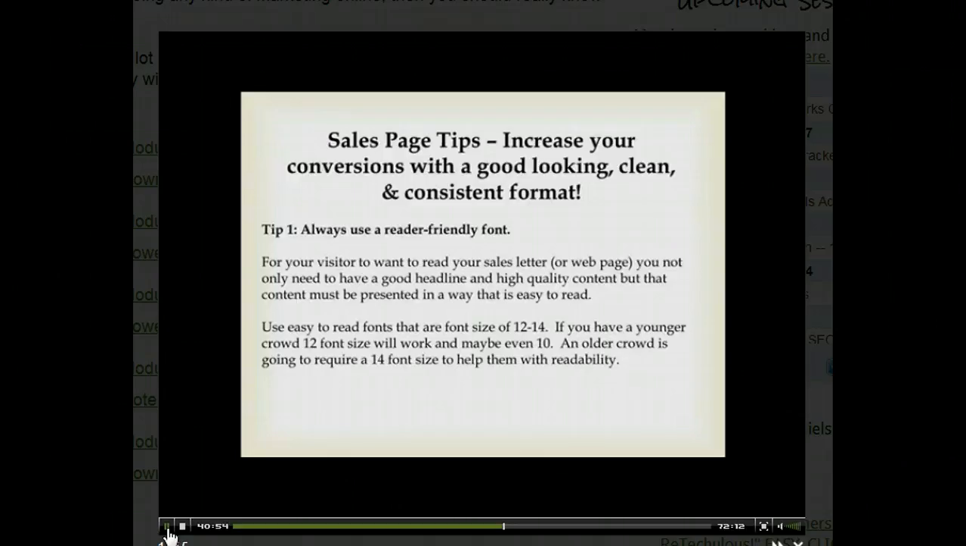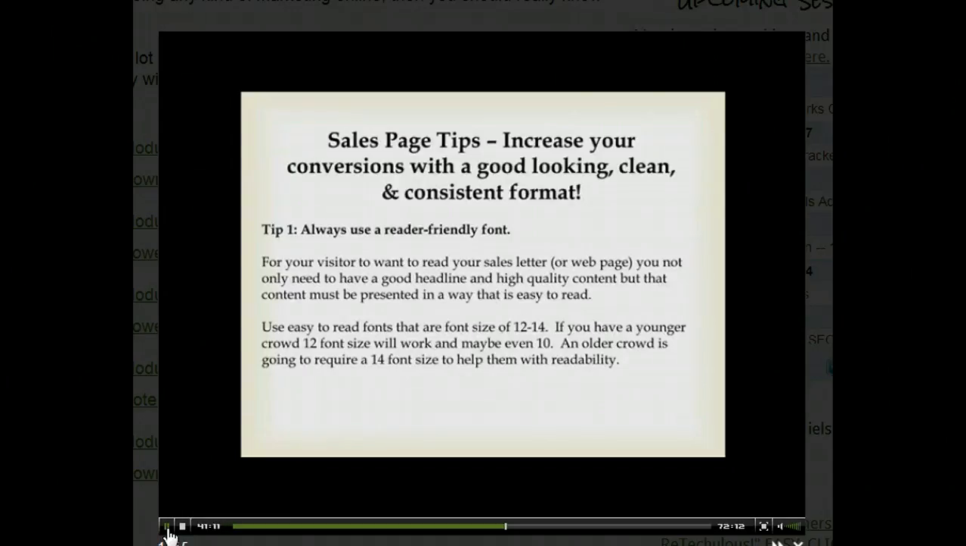Always use a reader-friendly font. A lot of people try to use creative fonts and stuff, and that's just not something you're going to want to do. There are fonts that work. Stick to them. Don't try to be fancy. Your job is to get it to convert.